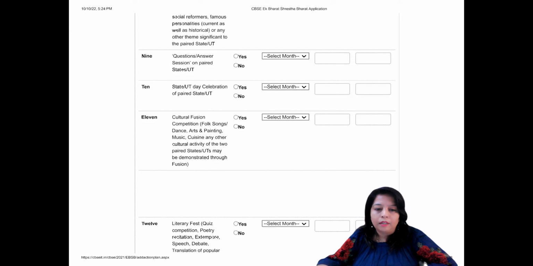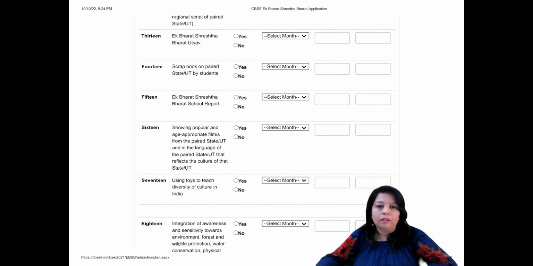Next is literary fest. We have already conducted quiz competition, poetry recitation, extemporary speech, debate, translation of popular regional script of the paired state to dance drama, lit fest we have already conducted.